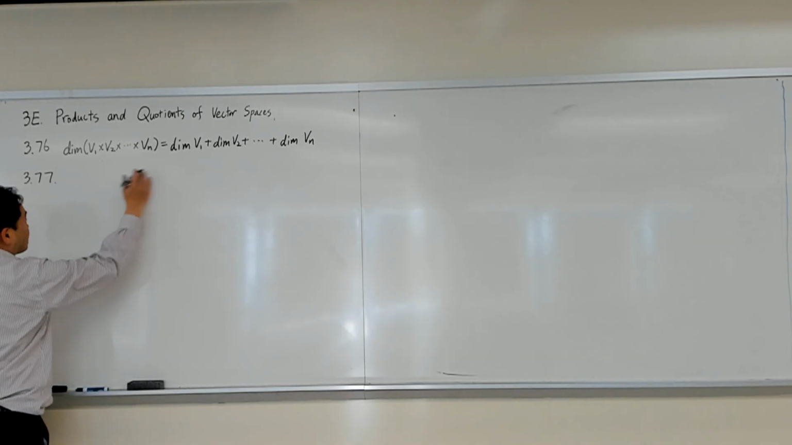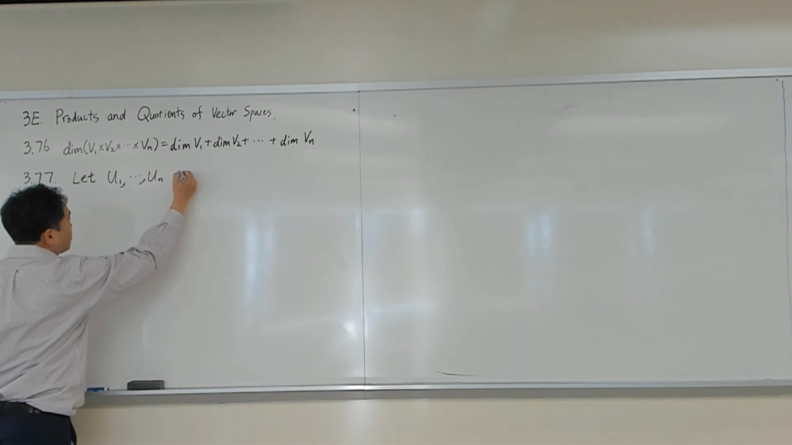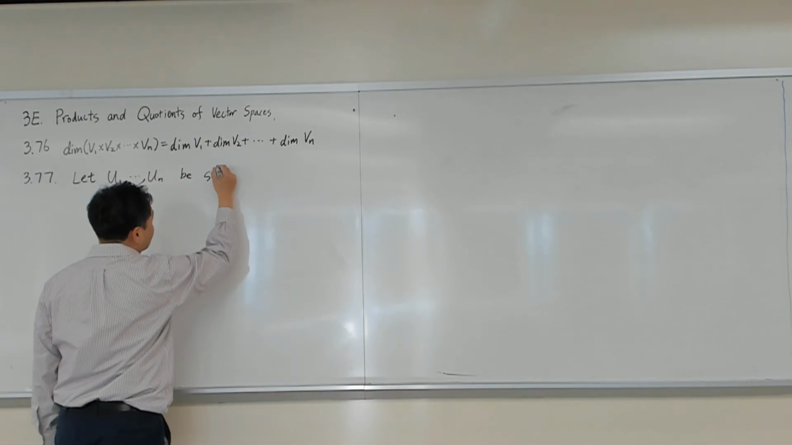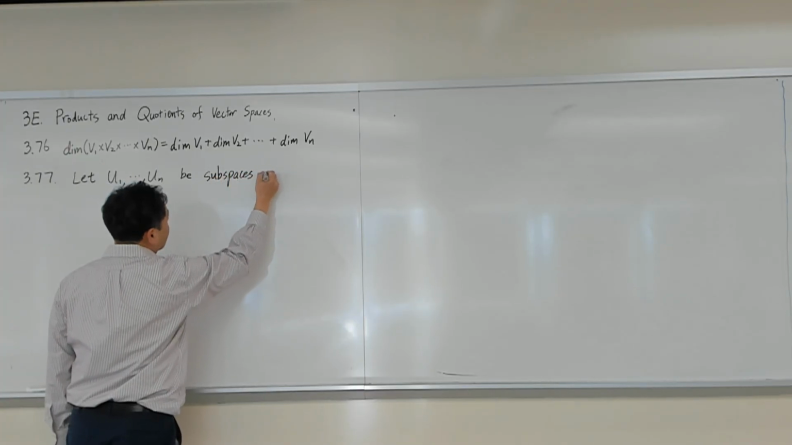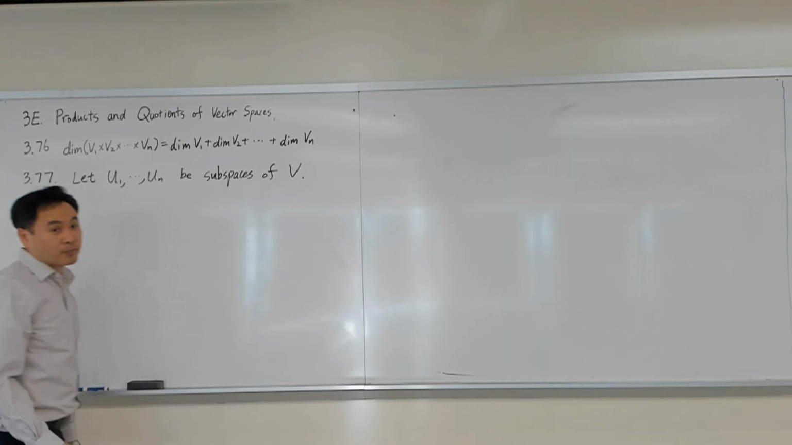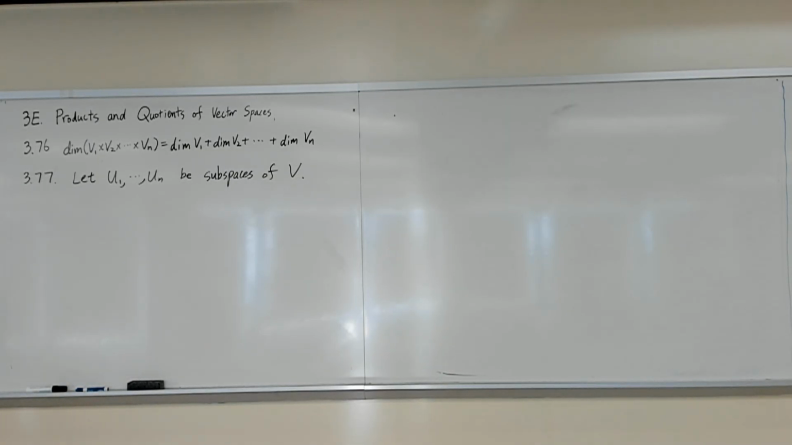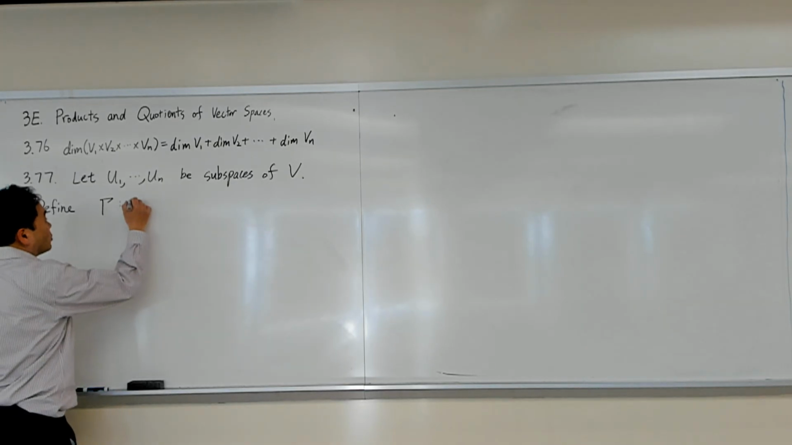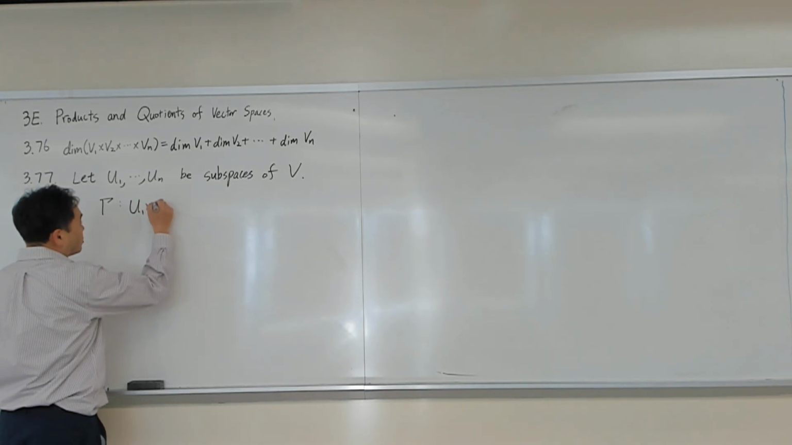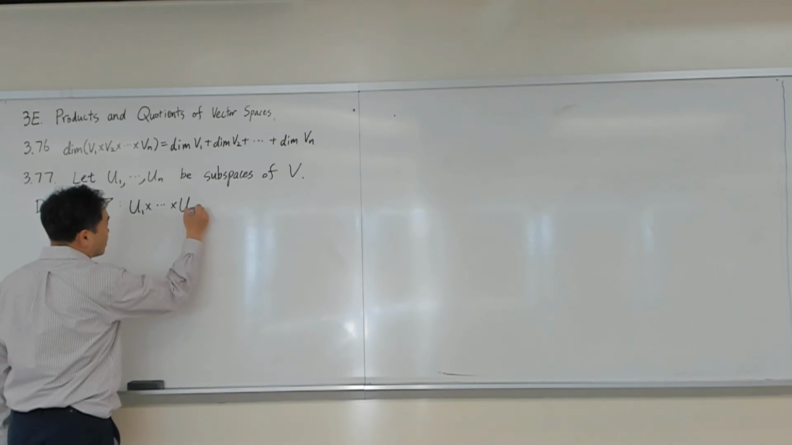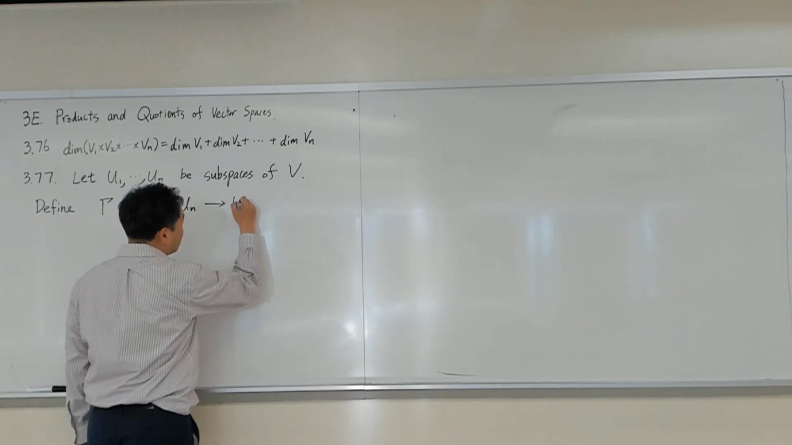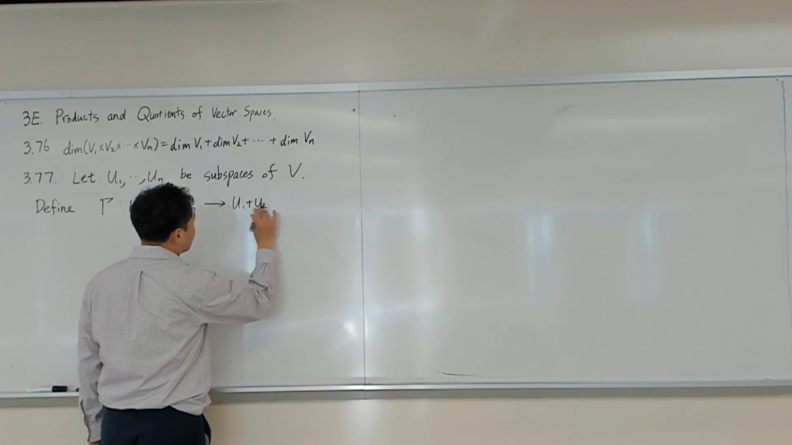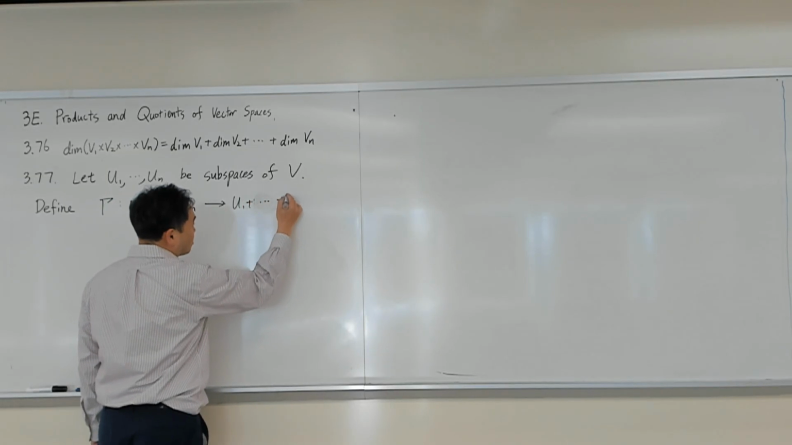All right, 3.77. Let U1 through UN be subspaces of V. Define gamma as a map from U1 cross ... cross UN to U1 plus ... plus UN.